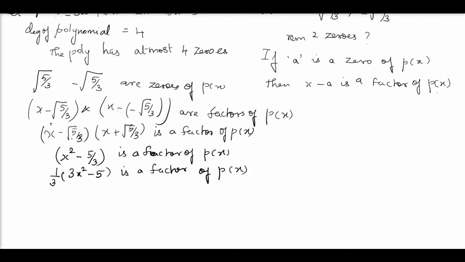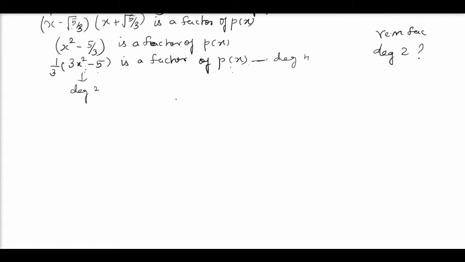Okay, so we have P of x as a polynomial of degree 4 and we have got a factor of degree 2. So remaining we need a factor of degree 2. So remaining factor of degree 2. Now let's start the division. So we are going to divide the given polynomial 3x^4 + 6x^3 - 2x^2 - 10x - 5 by the factor 3x^2 - 5.